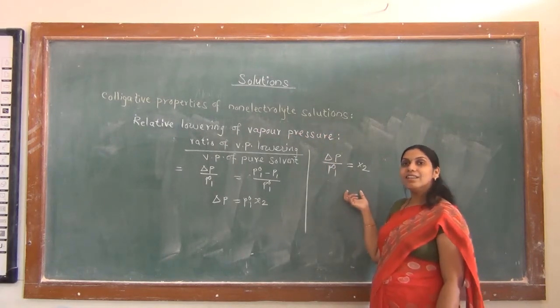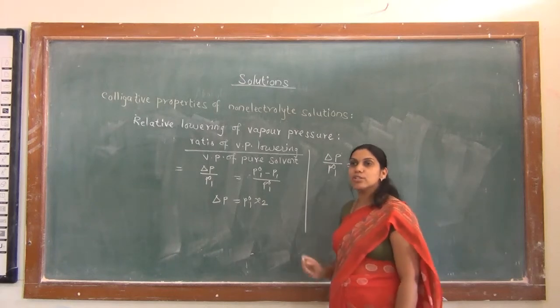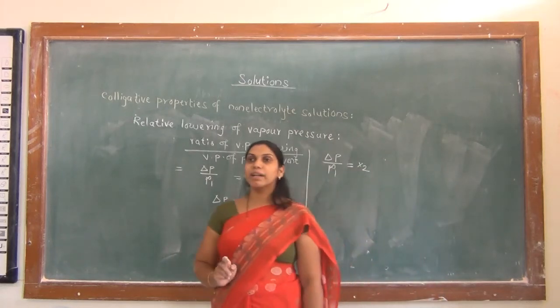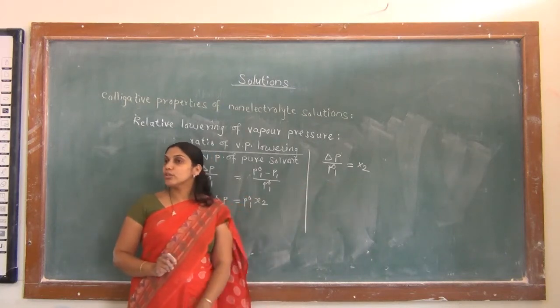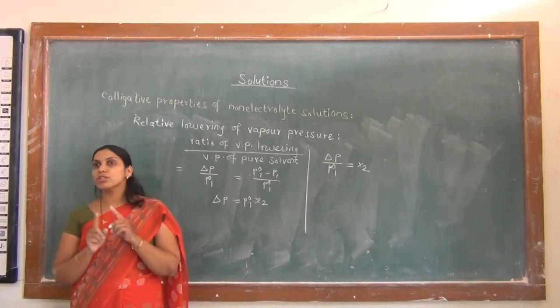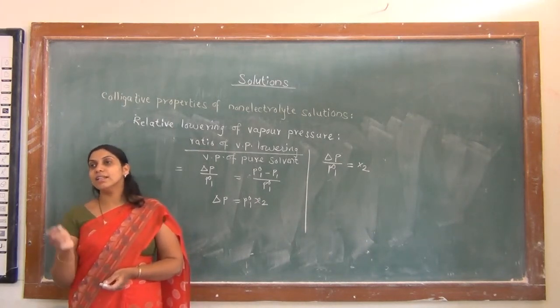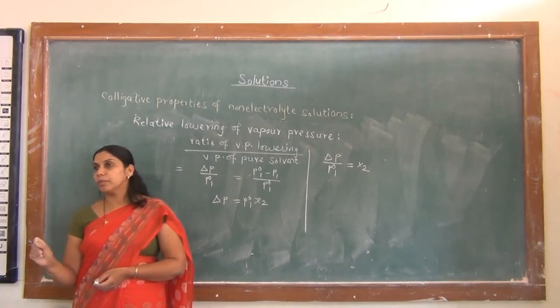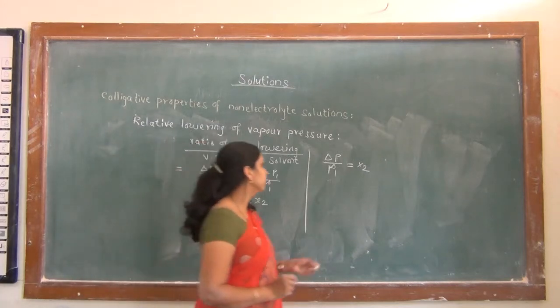And again, you will see that relative lowering of vapor pressure depends on x2. What does relative lowering of vapor pressure depend on? It depends on the mole fraction of solute. And as relative lowering of vapor pressure is dependent on the mole fraction of solute, again we say that relative lowering of vapor pressure is also a colligative property.